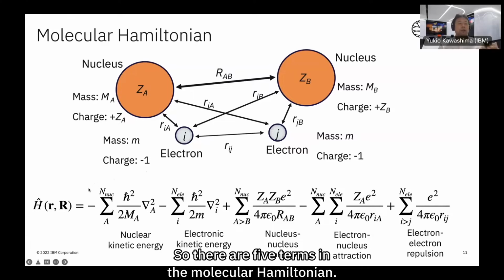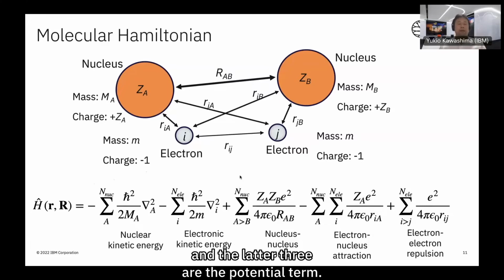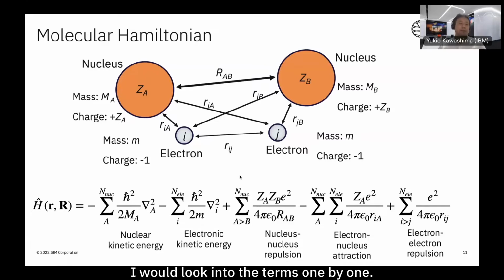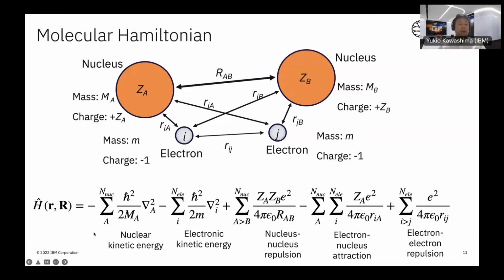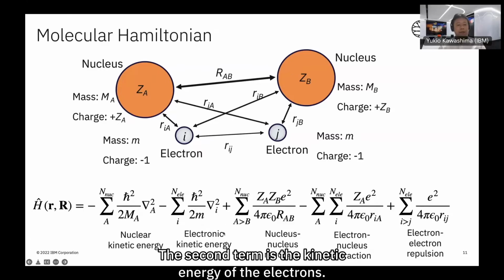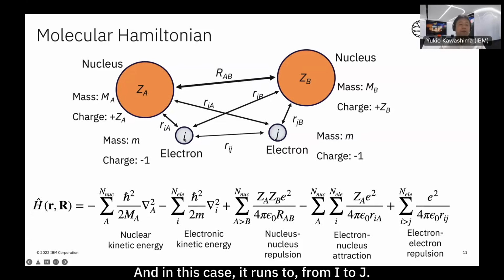So there are 5 terms in the molecular Hamiltonian. The first 2 are the kinetic terms, and the latter 3 are the potential terms. I'm going to look into the terms one by one. So the first term here is the kinetic energy of the nuclei. The uppercase A runs through all the nuclei, and in this molecule, it runs from A to B. The second term is the kinetic energy of the electrons. So the lowercase letter I runs through all the electrons, and in this case, it runs from I to J.